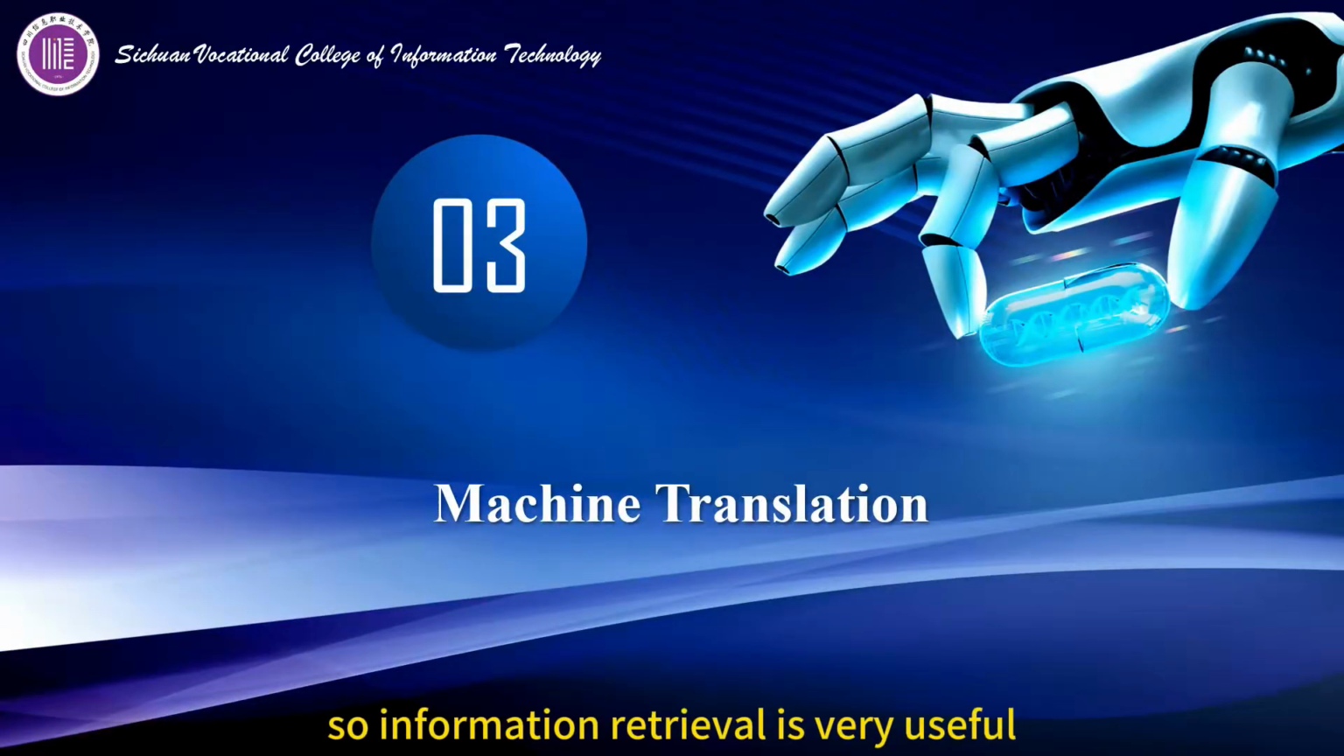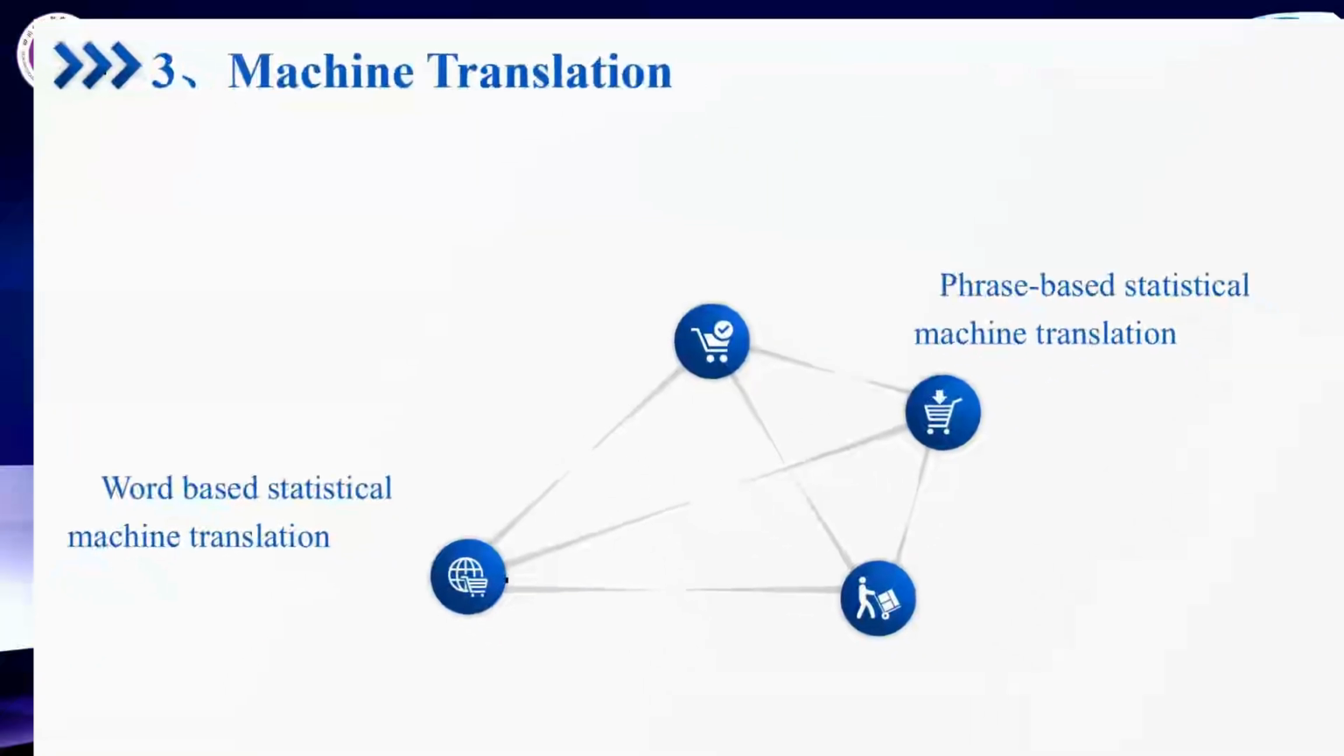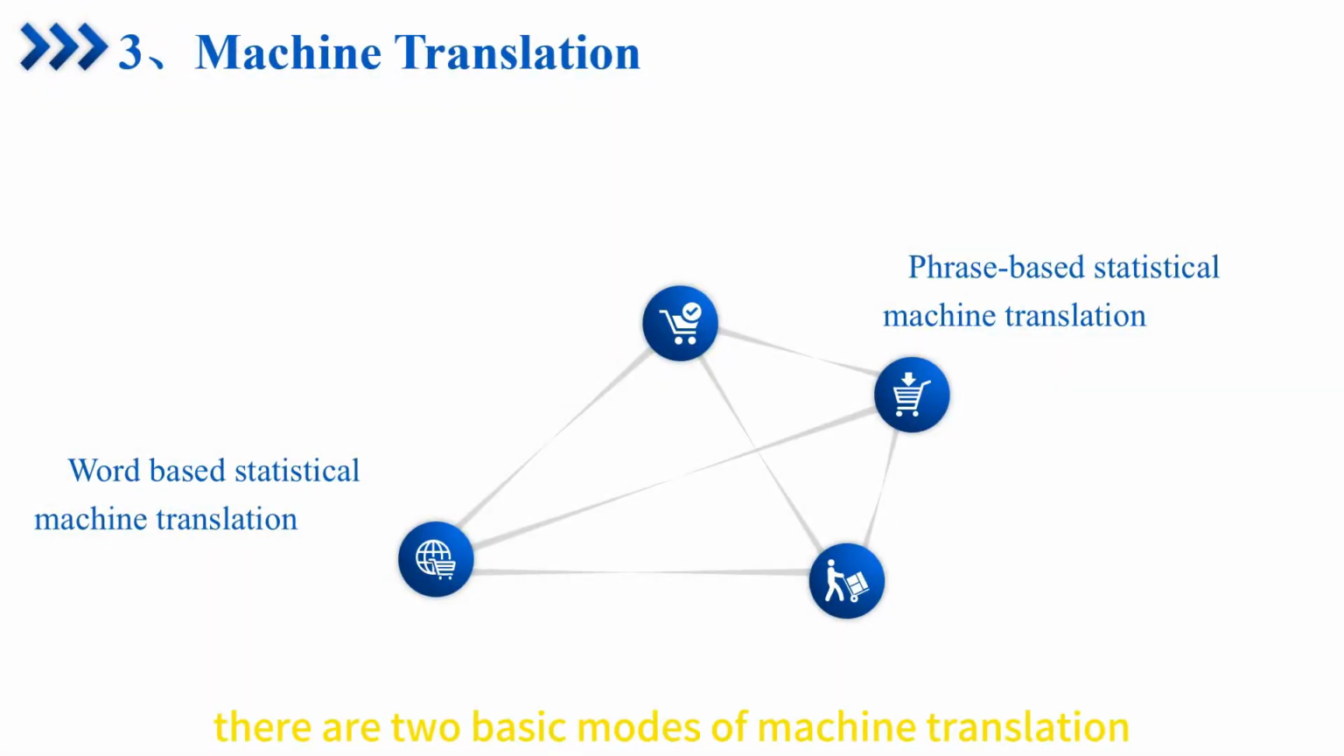So, information retrieval is very useful, and then we move on to machine translation. There are two basic modes of machine translation: rule-based machine translation and statistical machine translation. Rule-based machine translation involves the use of linguistic rules and dictionaries to translate text from one language to another. This method requires extensive knowledge of both languages and is often time-consuming and expensive to develop.